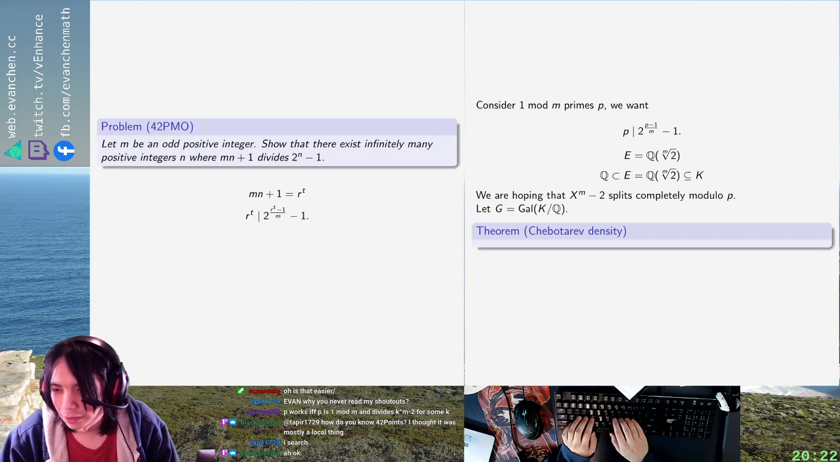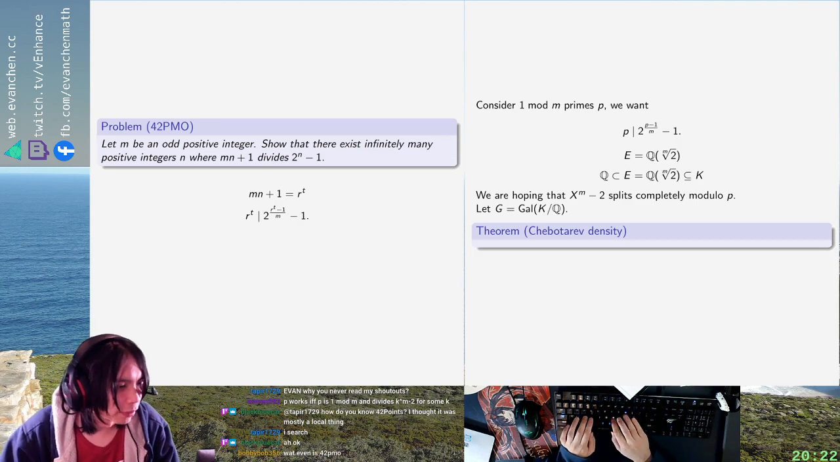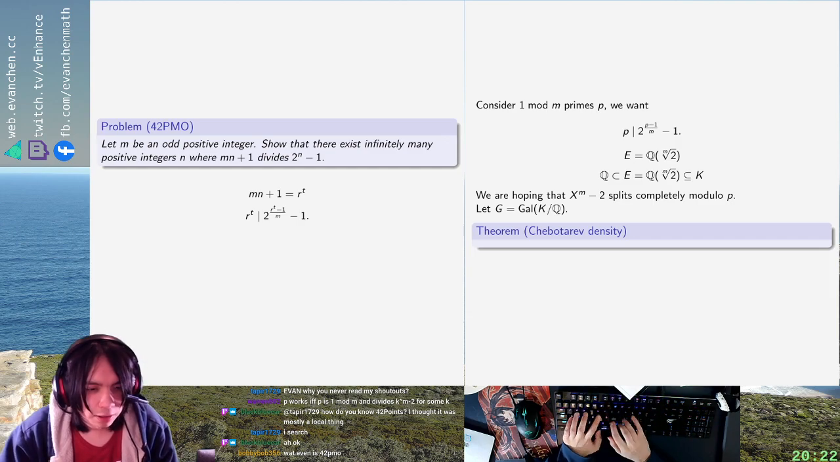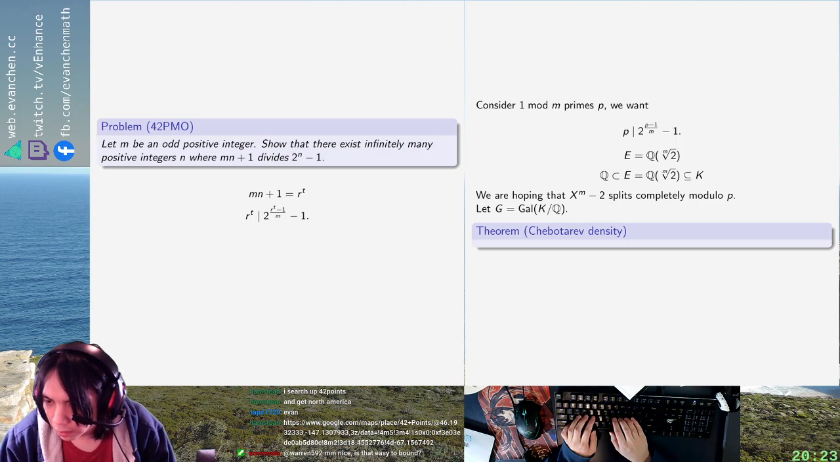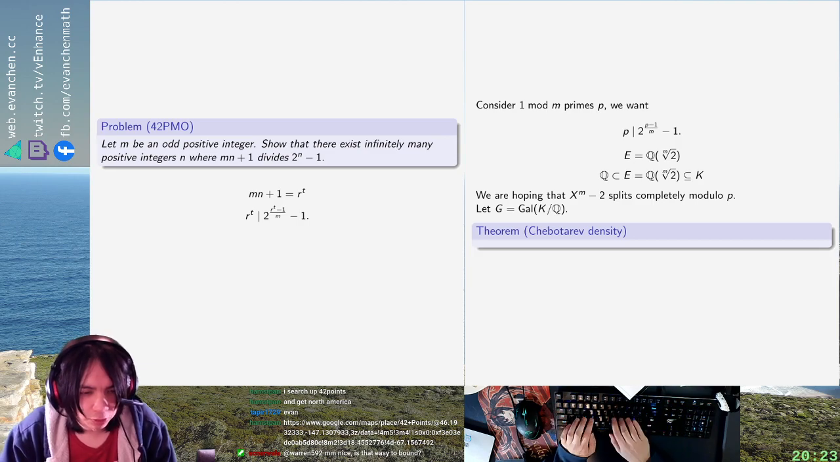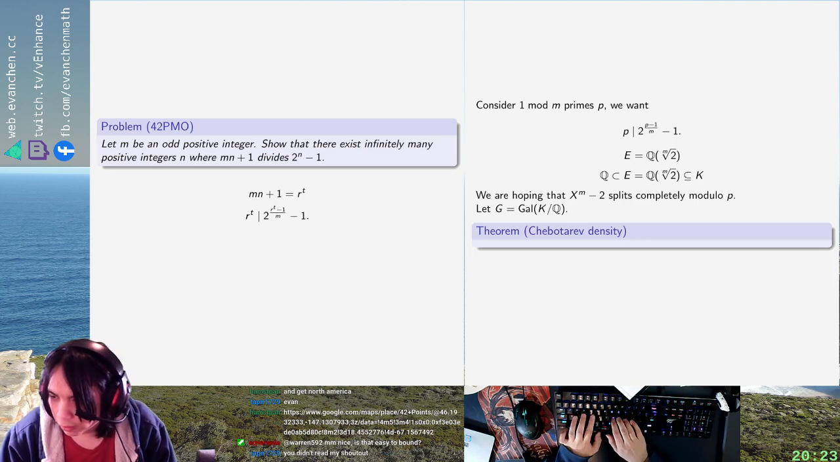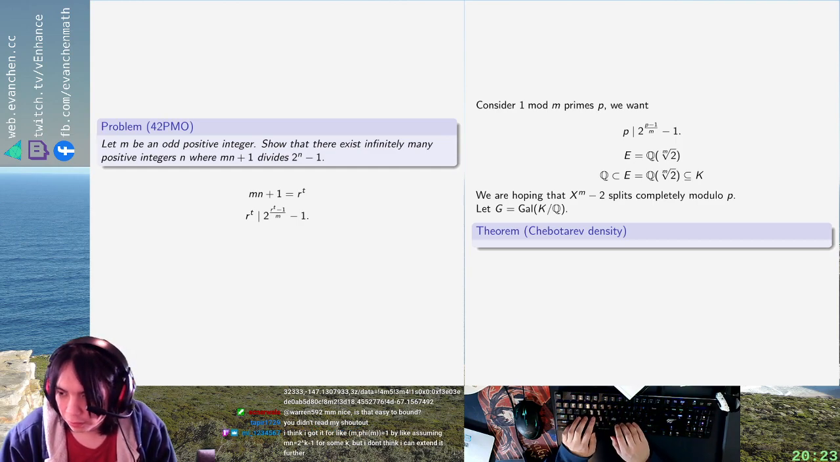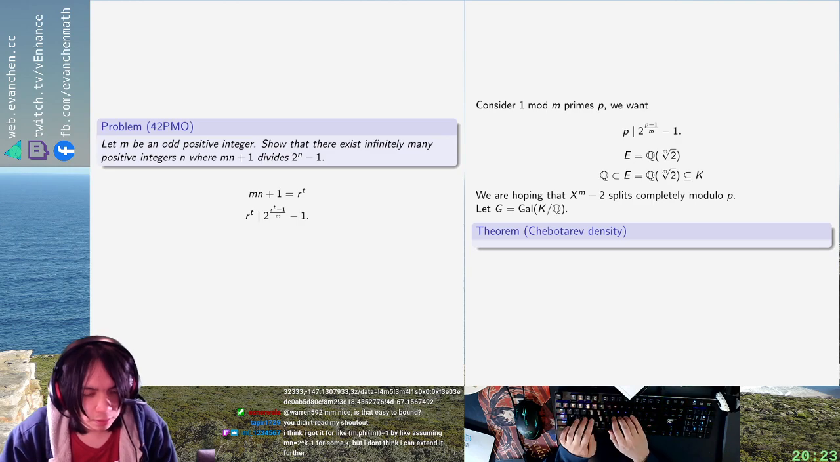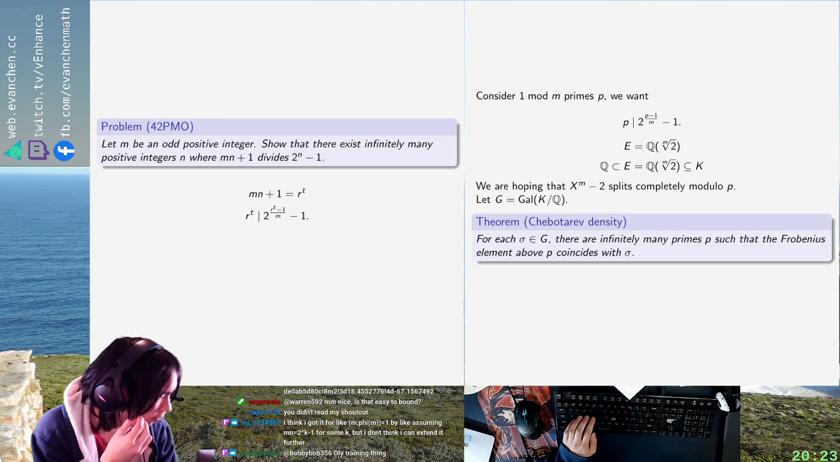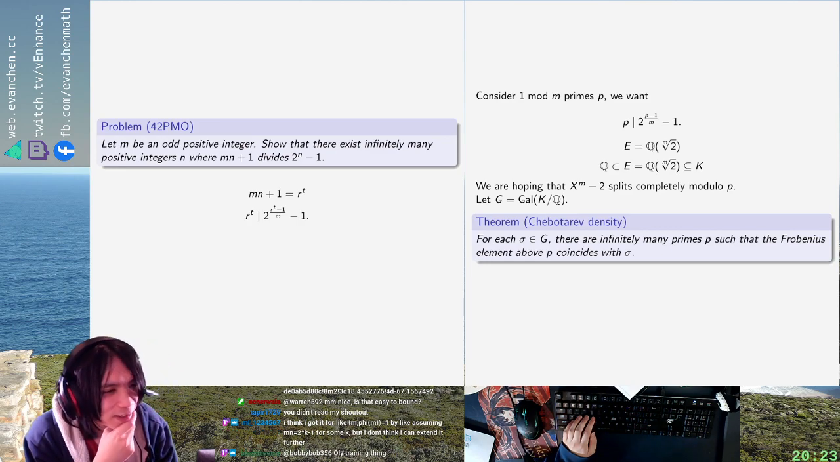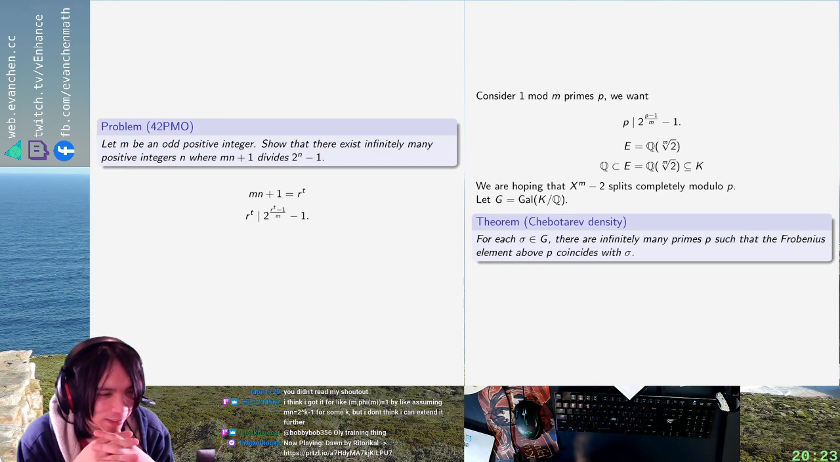So let me see what this theorem is. The version that I want is: for each sigma in G, there are infinitely many primes p such that the Frobenius above p coincides with sigma. So, unfortunately, I don't know what the Galois group looks like, and this might come to bite me.